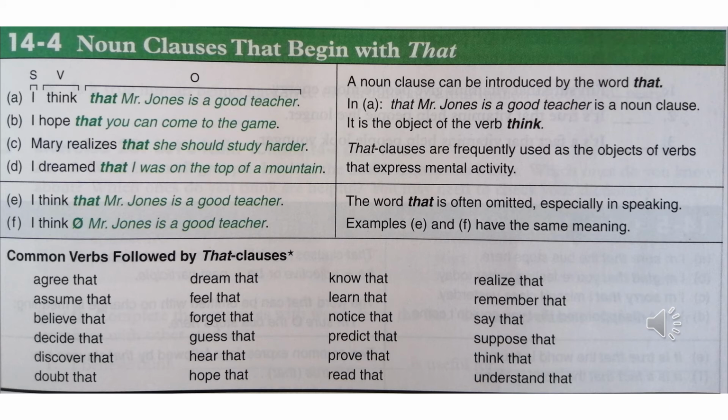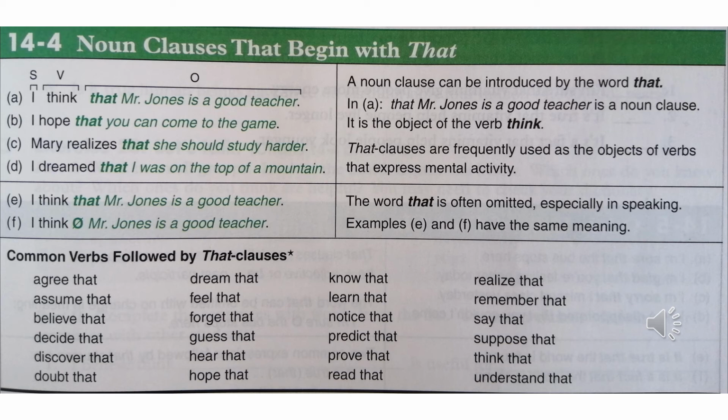Consider the following chart on page 379, noun clauses that begin with that. By the end, you are going to find out when a noun clause begins with that. Consider examples A through D. A. I think that Mr. Jones is a good teacher. What do you think? That Mr. Jones is a good teacher. B. I hope that you can come to the game. What do you hope? That you can come to the game. C. Mary realizes that she should study harder. What does Mary realize? That she should study harder.